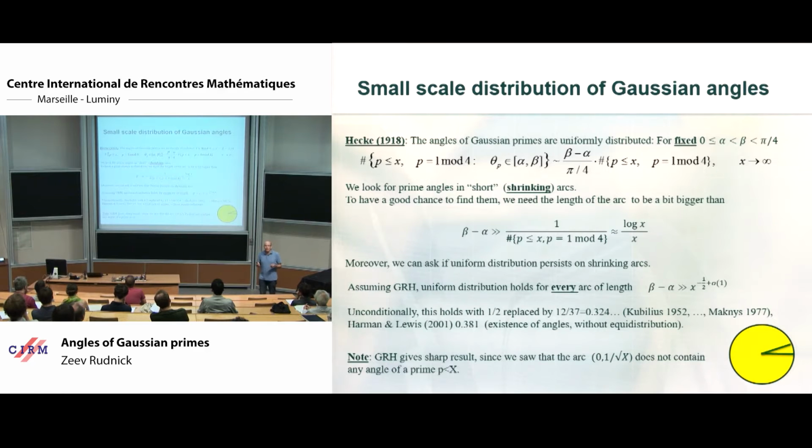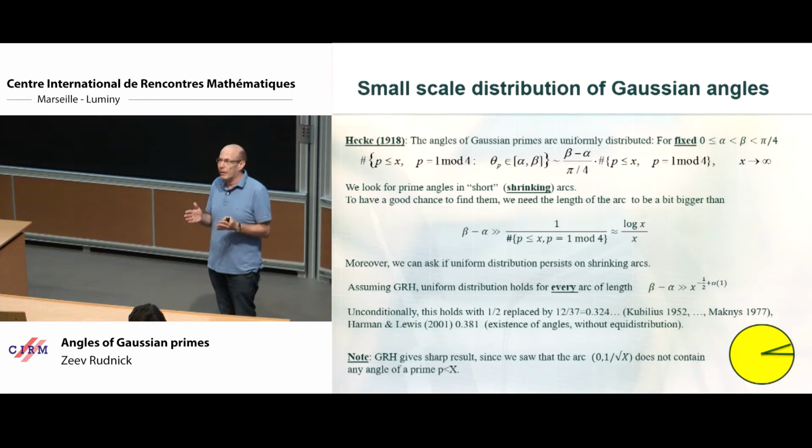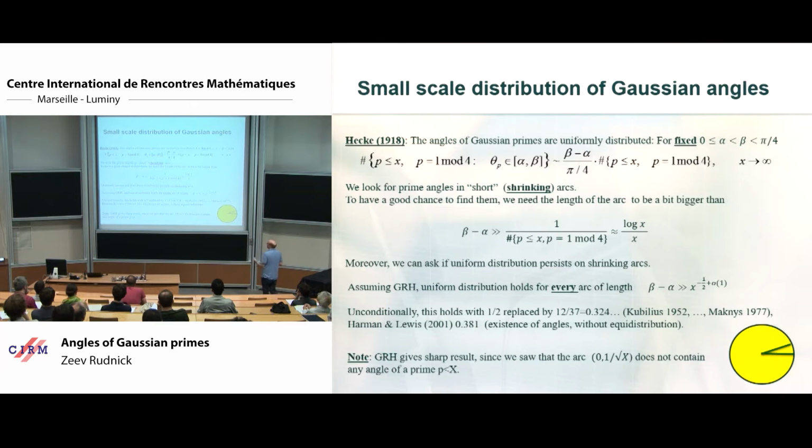But now I want to look at what happens in shrinking intervals. What I was talking about, the level spacing distribution, was intervals which shrink like 1 over the number of points. That's very, very short intervals. I want to look at longer intervals now, but still shrinking. Now, to have a chance of finding an angle in such a shrinking interval, I can't take the intervals to be too short.